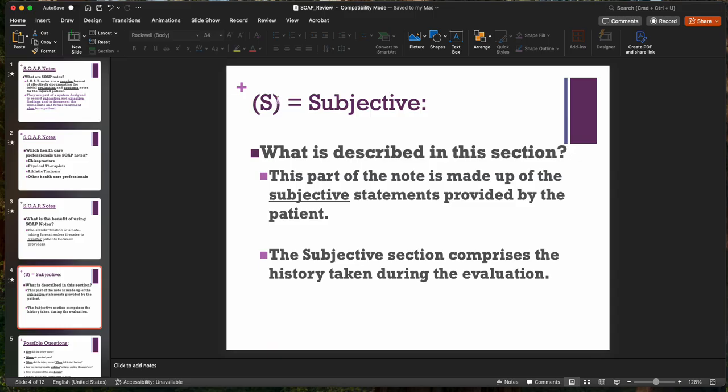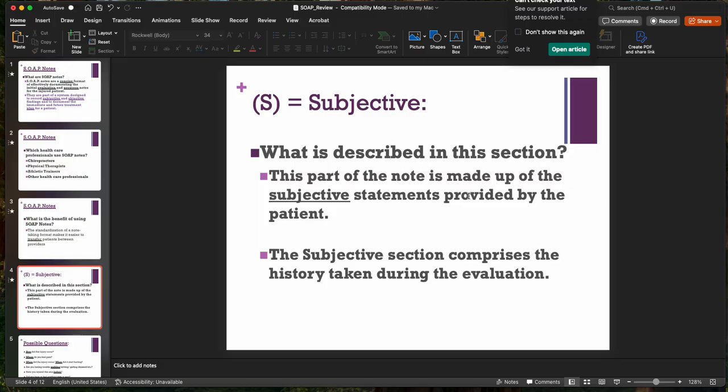S, I've already stated this, S is the subjective section. Inside of this section, you are going to include information about subjective statements provided by the patient. So these are things that you cannot necessarily measure, but they are still important for your note. So for example, what happened, or describe the pain, or rate your pain on a scale of 1 to 10. These aren't things that you can necessarily inherently measure, but they're probably things that are pretty important for you to record in terms of information for your evaluation.